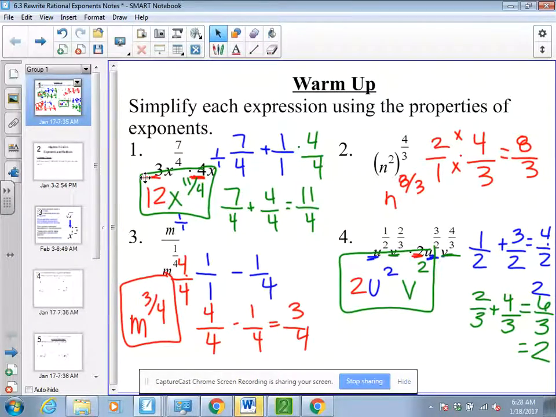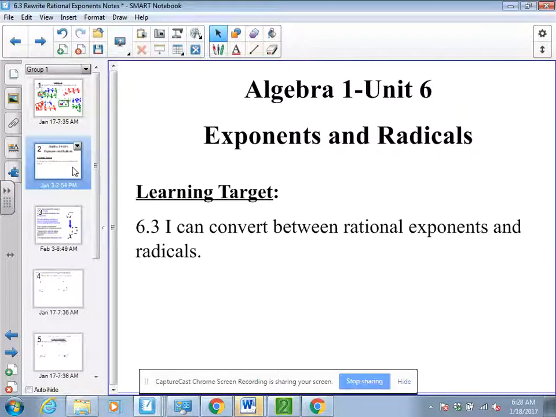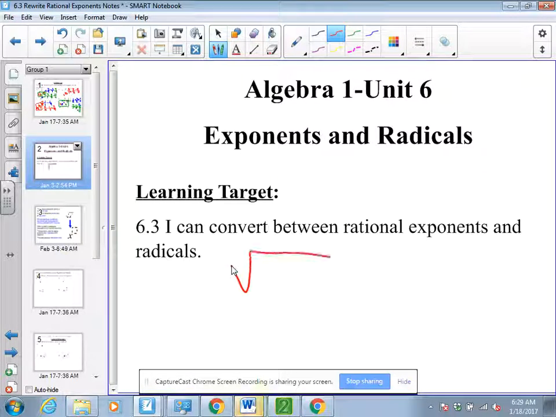Now today we are taking a step in a different direction, and we are talking about converting between rational exponents and radicals. And rational exponents are what we were just looking at, where we had fractions. Rational is just a fancy word for fractional. And radicals involve a square root symbol, or a root symbol, not necessarily squared.